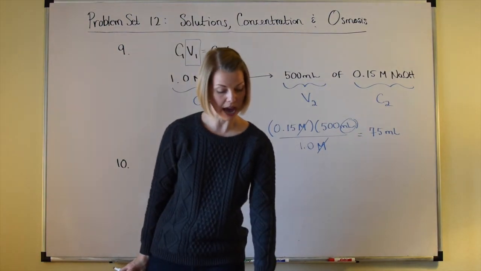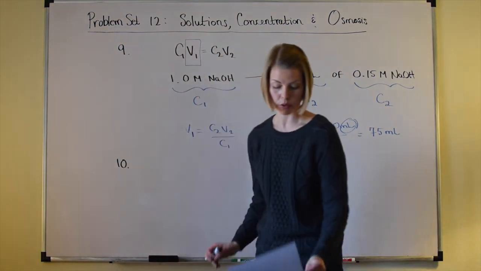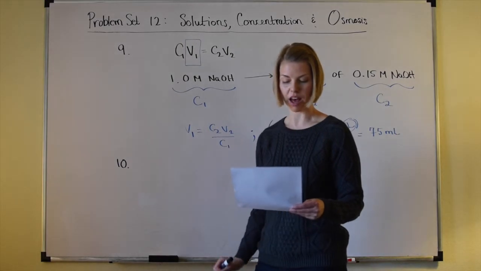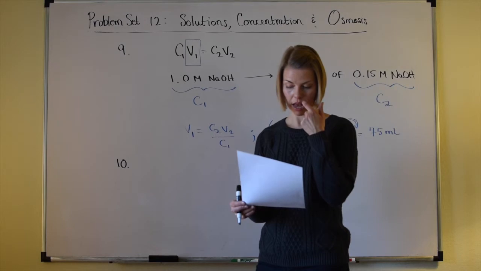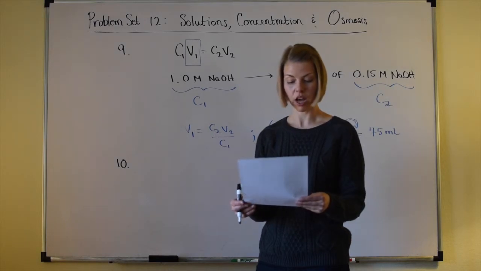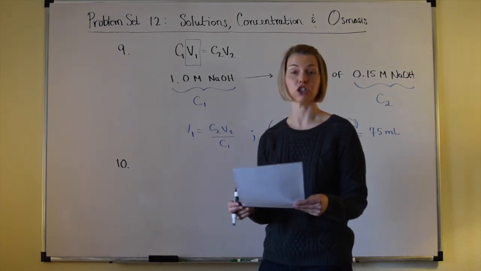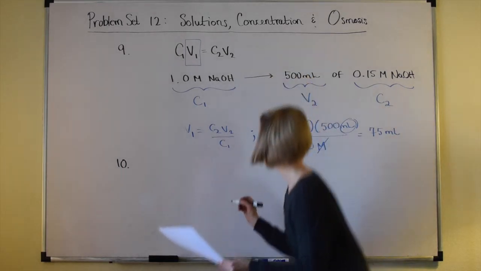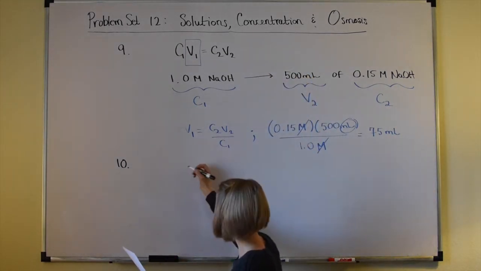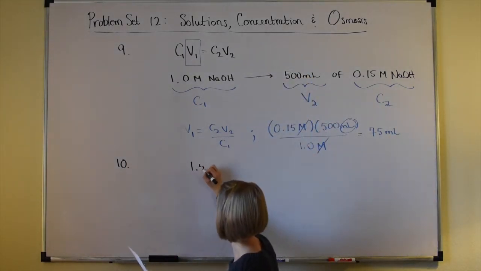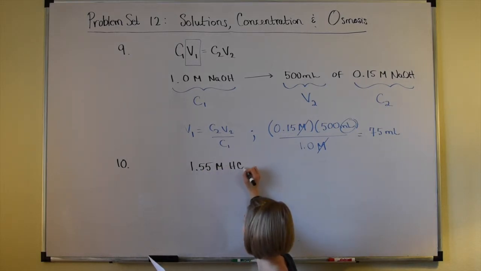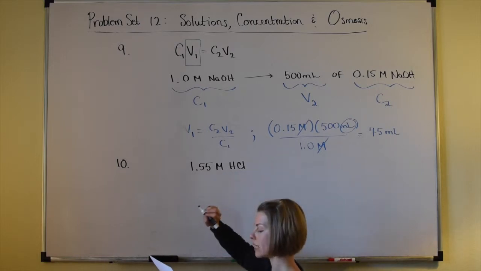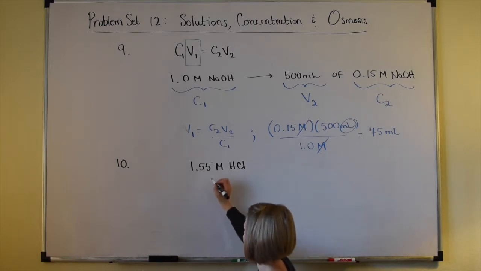Assume you need to add 0.055 moles of hydrochloric acid to a reaction. How many milliliters of a 1.55 molar hydrochloric acid solution should you use? So we have 1.55 molar HCl. Okay. And we need to add 0.055 moles of HCl to our solution.